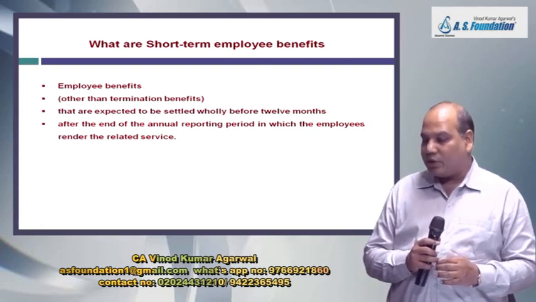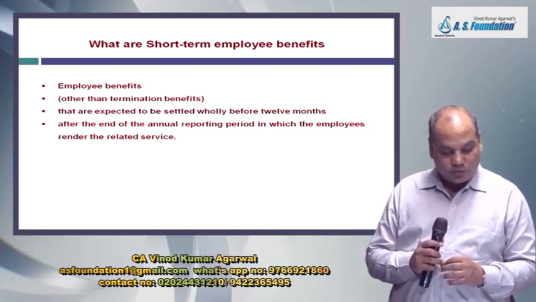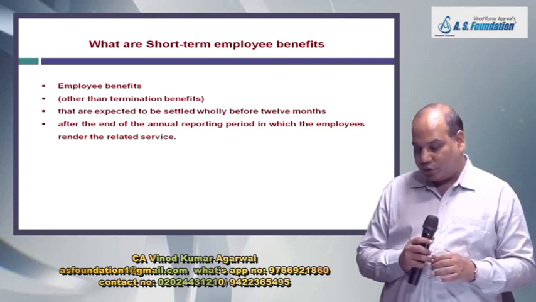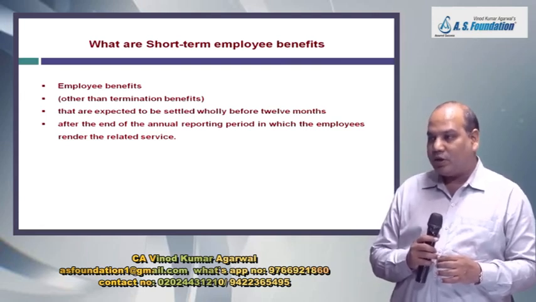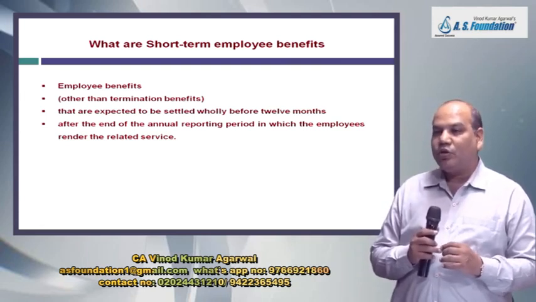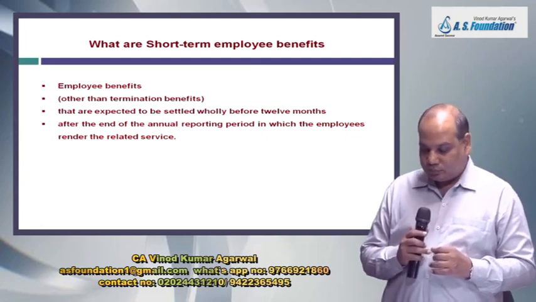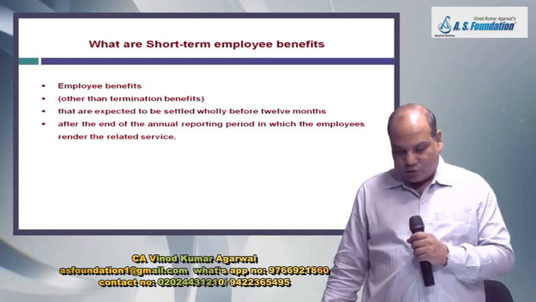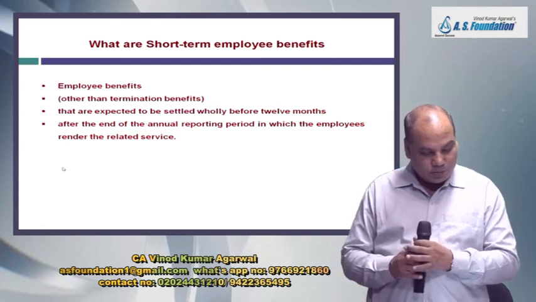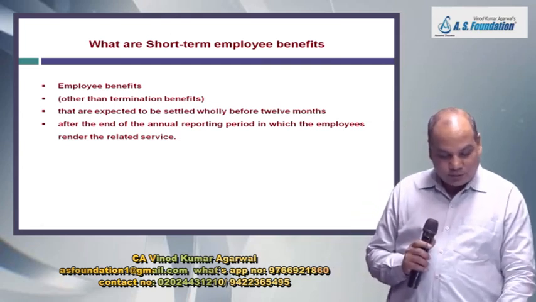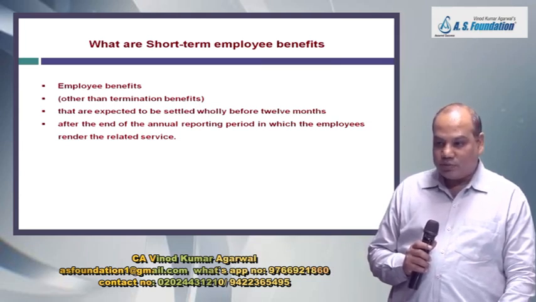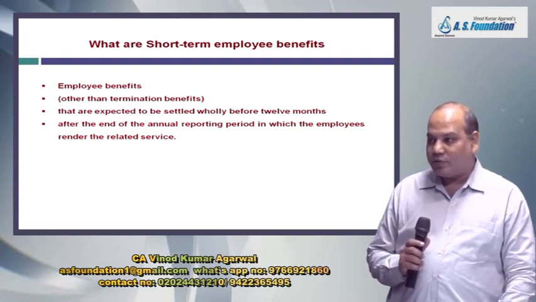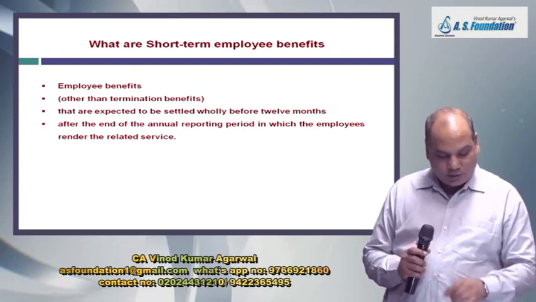What are short-term employee benefit plans? These are employee benefit plans which are expected to be settled wholly before 12 months after the end of the period in which the employee rendered the related service, but it does not include termination benefit. Termination benefits will be treated separately, hence not covered. Examples of short-term employee benefit plans I have written in your notes: salary, wages, annual bonus, compensated annual leave, annual profit shares. 5 or 6 examples I have written.